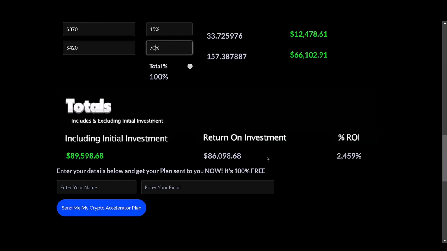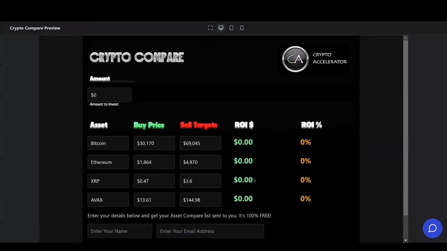It's so important that you diversify. You don't know which one of your assets is going to skyrocket, and AVAX could be one of those that is going to. Now we'll use the Crypto Compare tool, and we'll see how AVAX stacks up against Bitcoin, Ethereum, and XRP, 3 of the most popular coins in the marketplace.